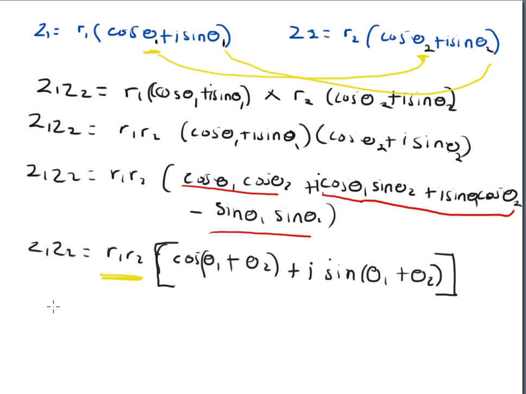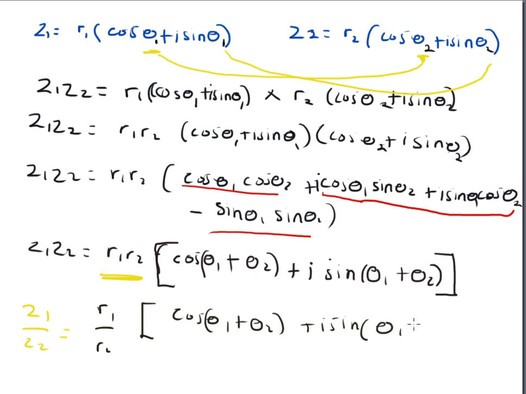Now we can actually solve Z1 on Z2, and when we do this, we are going to get R1 on R2 multiplying the bigger bracket, cos of theta 1 plus theta 2, plus i sine theta 1, I'm sorry, this is a negative, minus theta 2. So this is what we obtain when we do Z1 on Z2.